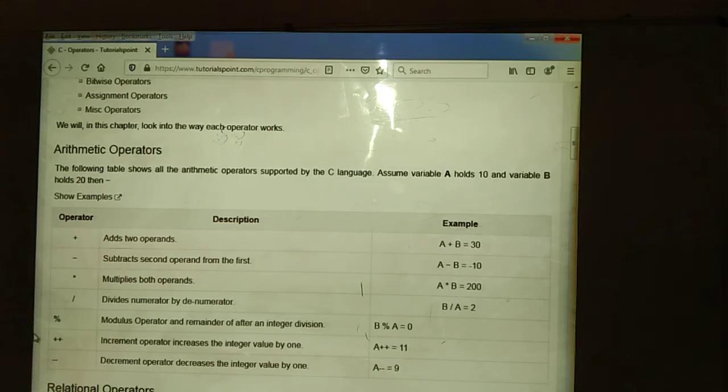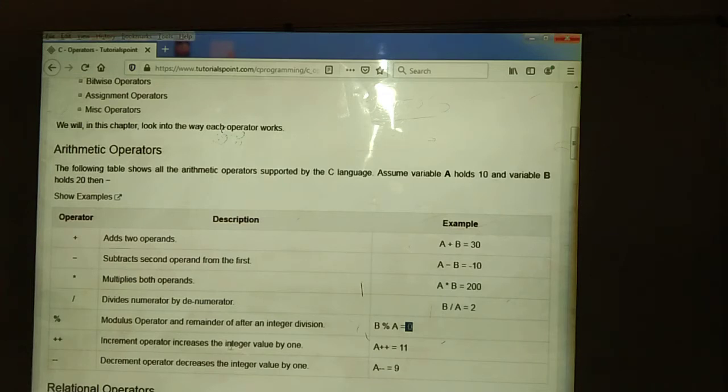Then the modulo symbol. What is the use of the modulo symbol? The modulo operator gives the remainder after integer division. Whenever we perform division, by using this we get the remainder of the number. 20 by 10, how much remainder are we going to get? 0.